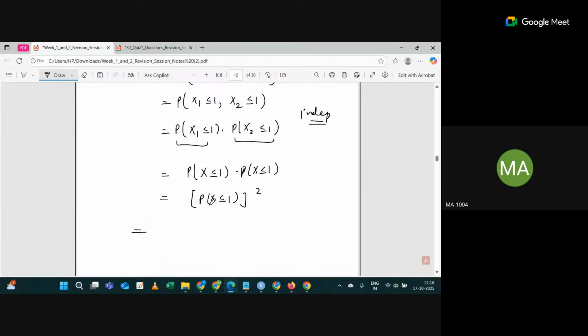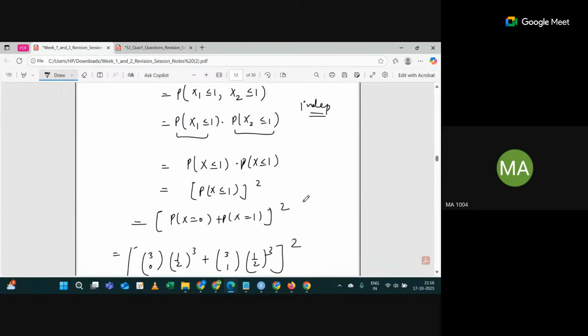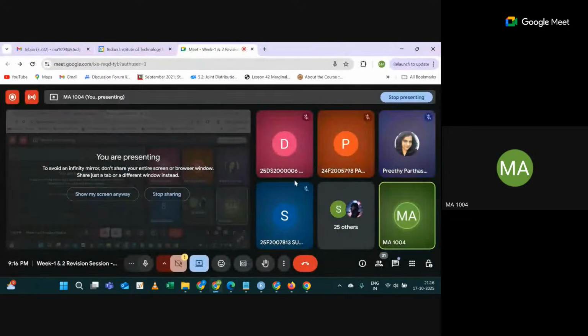So how will you calculate probability x is less or equal to 1? It will be probability x equal to 0 plus probability x equal to 1, and whole square. So how will you calculate probability x equal to 0? This is 3c0 (1/2)^3 plus 3c1 (1/2)^3. Calculate, add and take the square. That will be the final answer. Is the idea clear? How to deal with the maximum and minimum function?